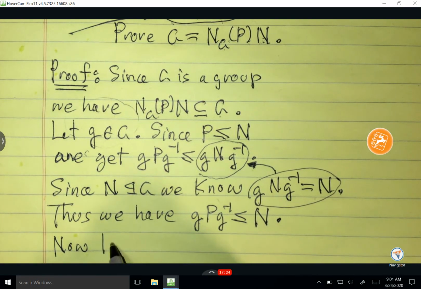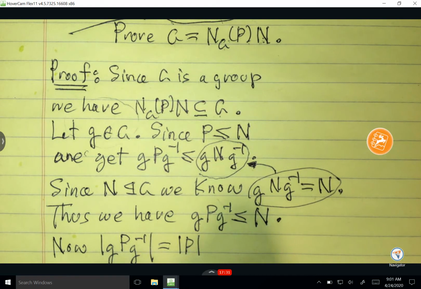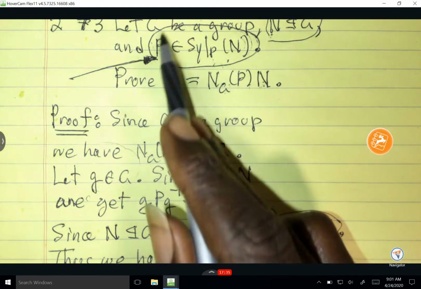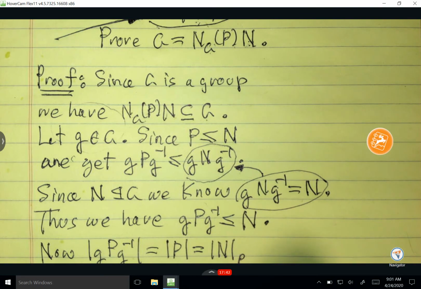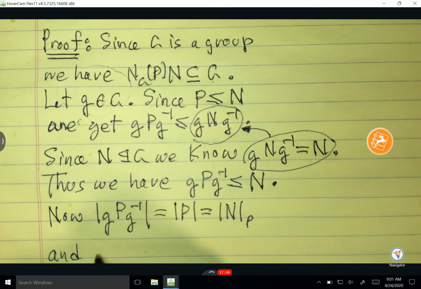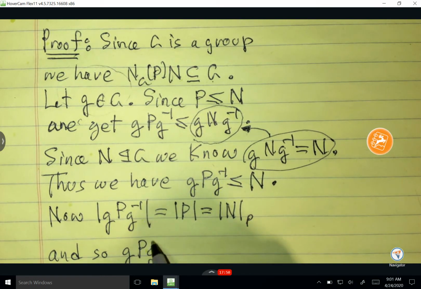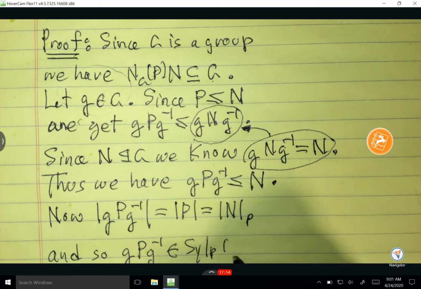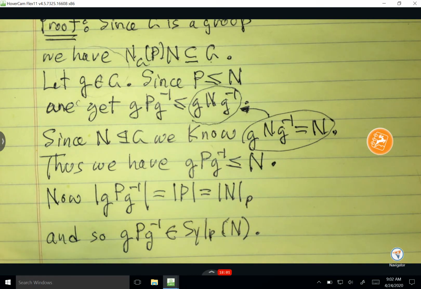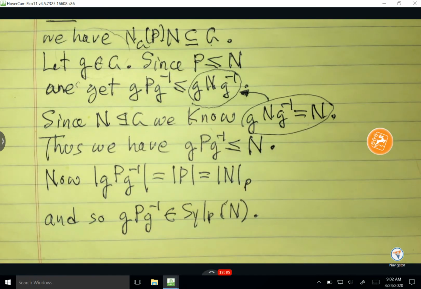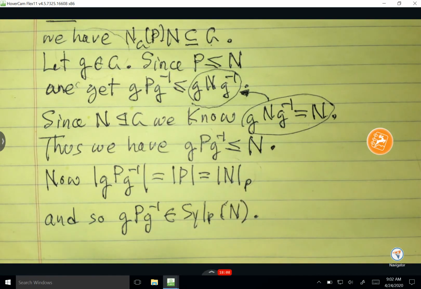Now, the order of this newly found subgroup of N, you have to find it yourself, is the order of P. But since P is a Sylow P subgroup of N, that's the pth part of N. Start using the notation. And so gPg inverse is a Sylow P subgroup of N, because it has the right order. So all you got to do is have the right order to be a Sylow P subgroup. And that order has to be the pth part of the group. Remember the notation here? That's the pth part of N. It's a number. It's a power of P, the largest power of P dividing the order of N. Haven't you been listening to the videos?